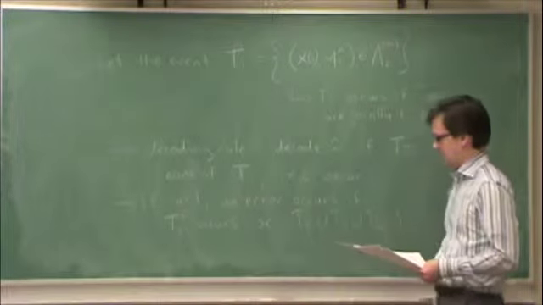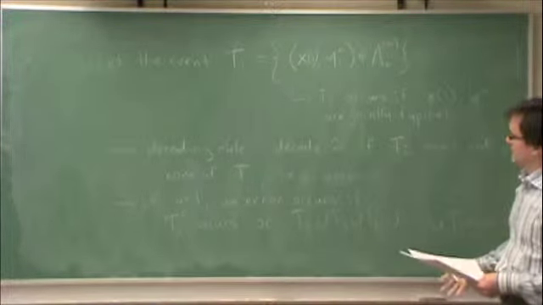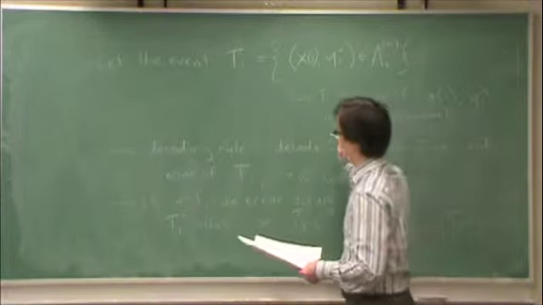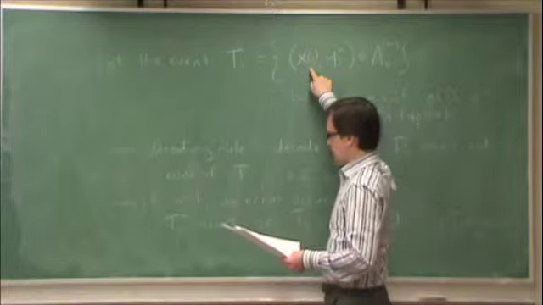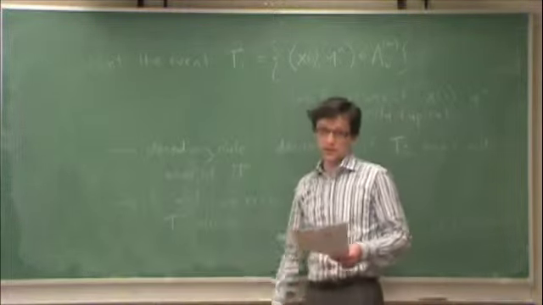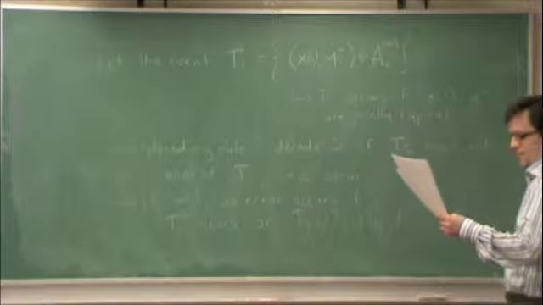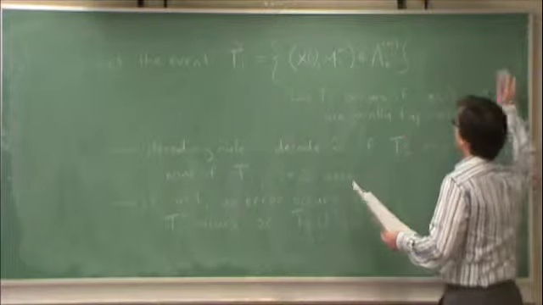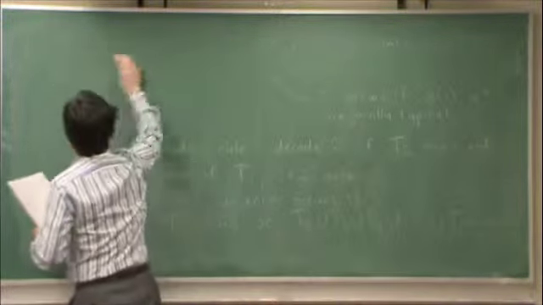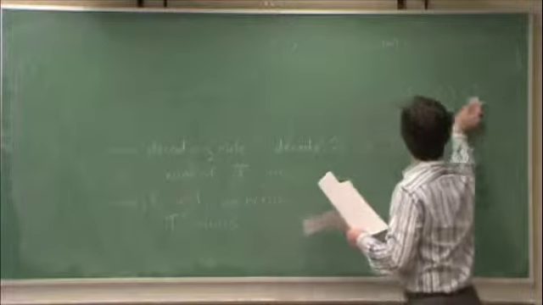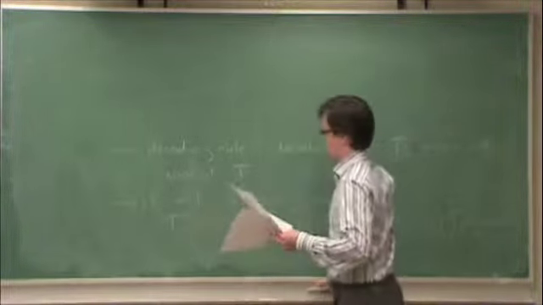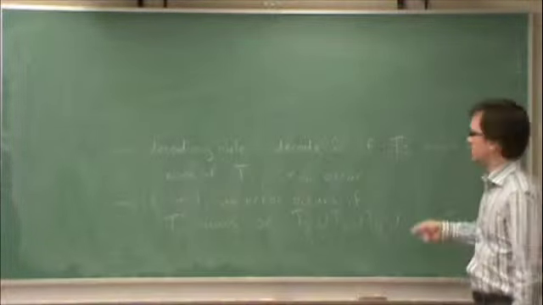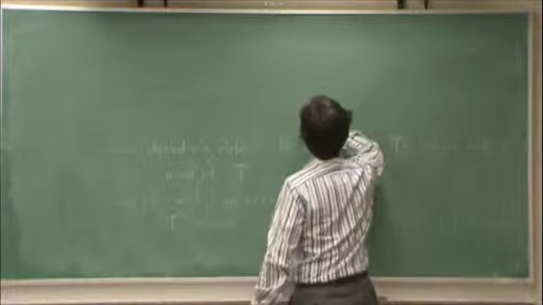On the other hand, it's possible that no received code word will be jointly typical with x of 1, and that event is contained in T1 complement. T1 complement is not T1, but not any of these. It's sort of like T1 and all possible cases complement.